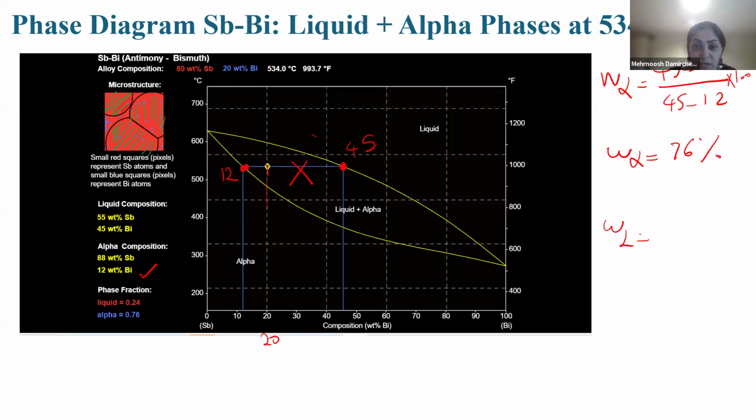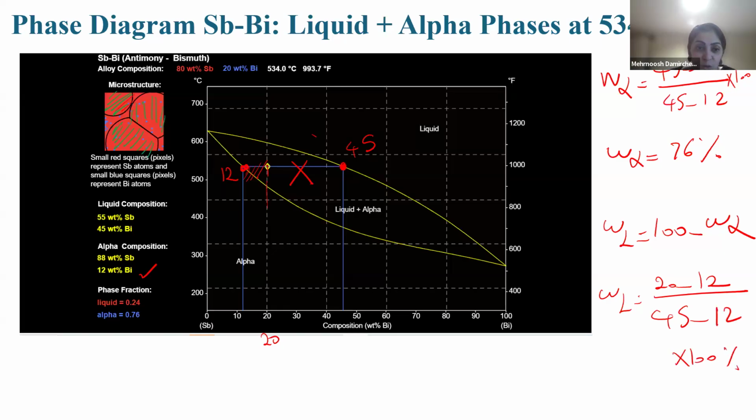For W liquid, you can say 100 minus W alpha because we have two phases. Or if you want to write that, which side is far from liquid? This side. This side is 20 minus 12 per total, which should be 45 minus 12, times 100%. Okay. So W alpha is 76%, and W liquid is 24%.